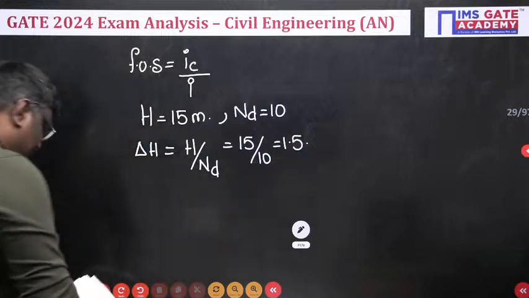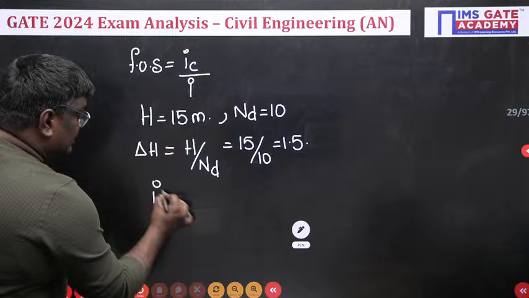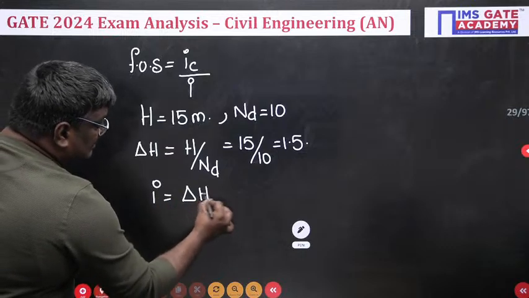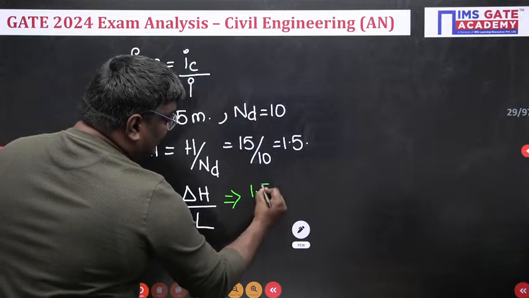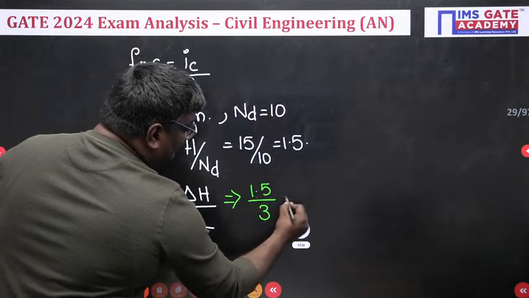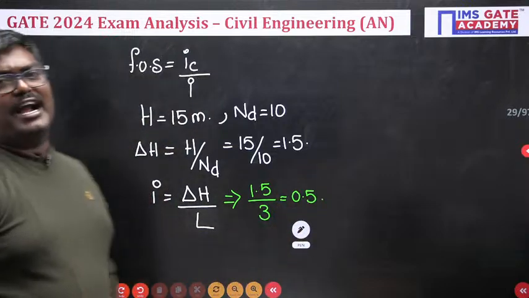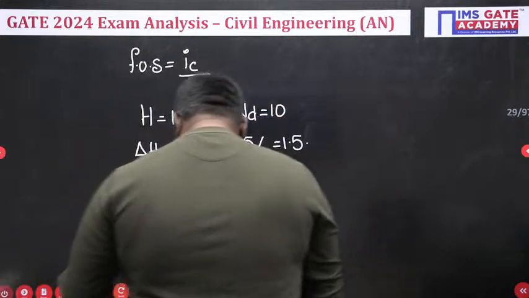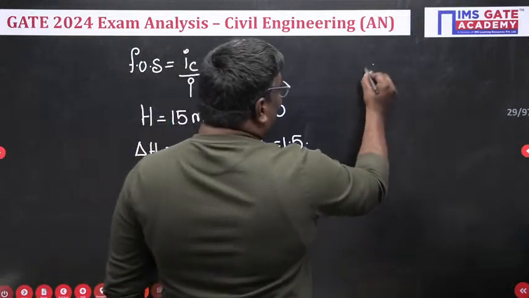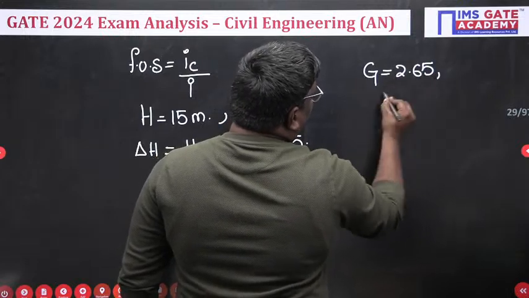Now for unit, sir, see the seepage length, they have given the length as 3 meter. Sir, delta i is equal to delta H by L. Length is given as how much, sir? 3 meter. So 1.5 divided by 3, you will get a value of 0.5. So we got hydraulic gradient is how much, my dear students? It is 0.5. So here they have given G value as 2.65 and the factor of safety value was given as 2.